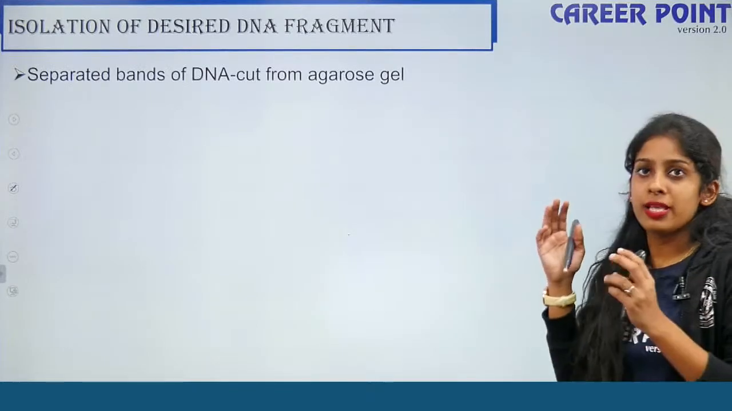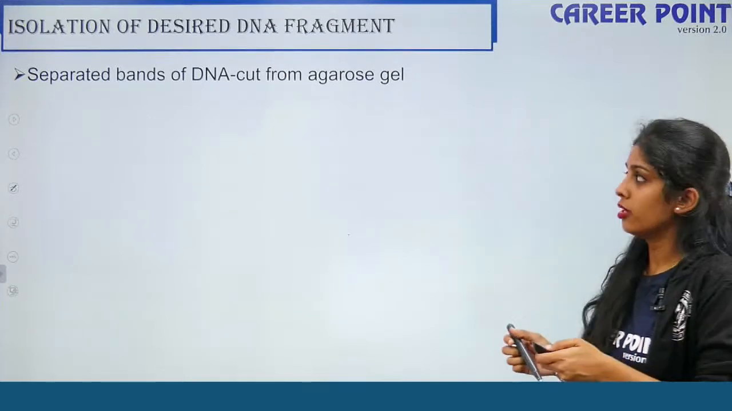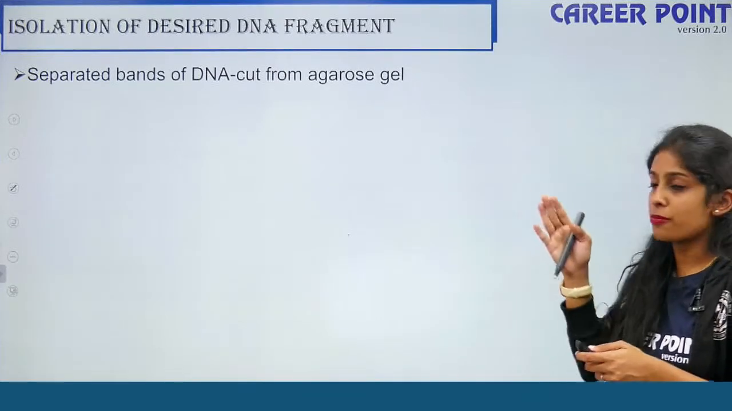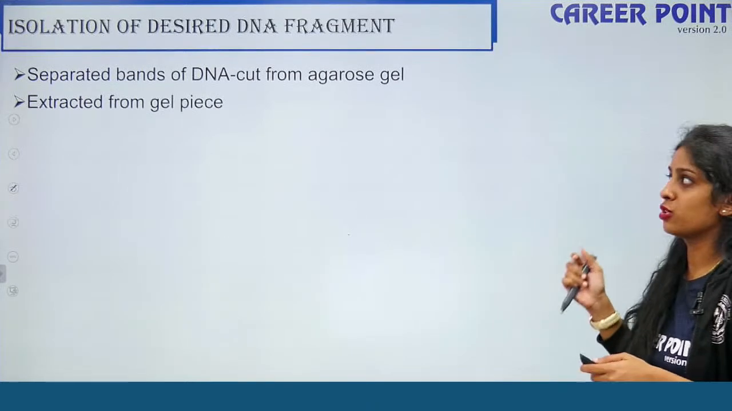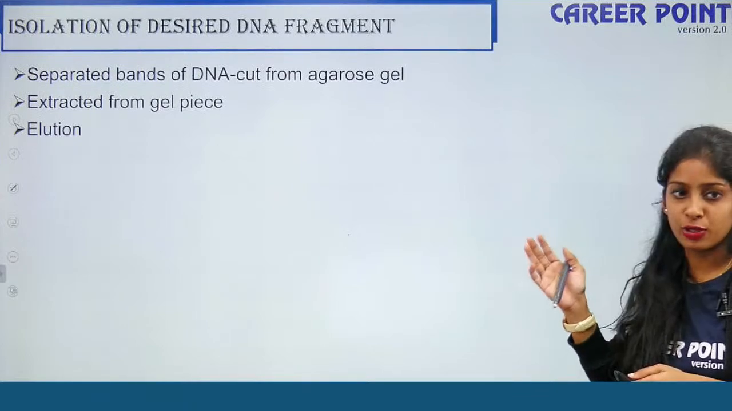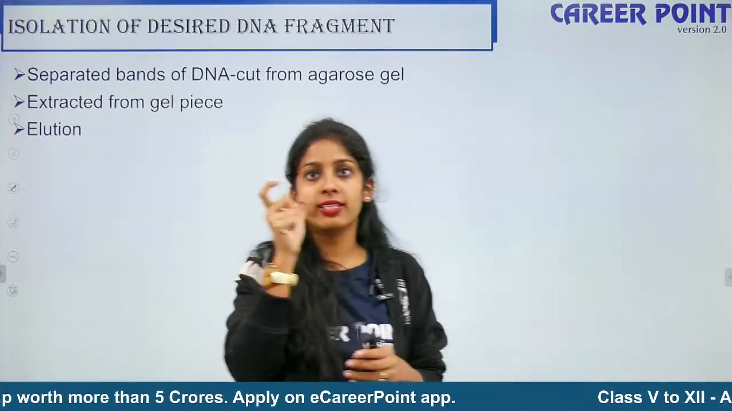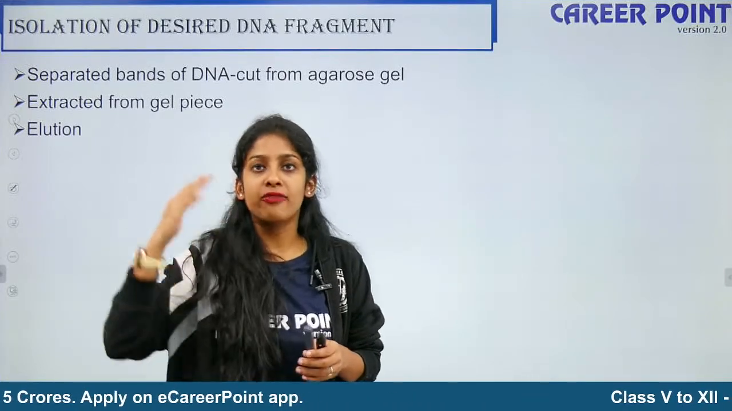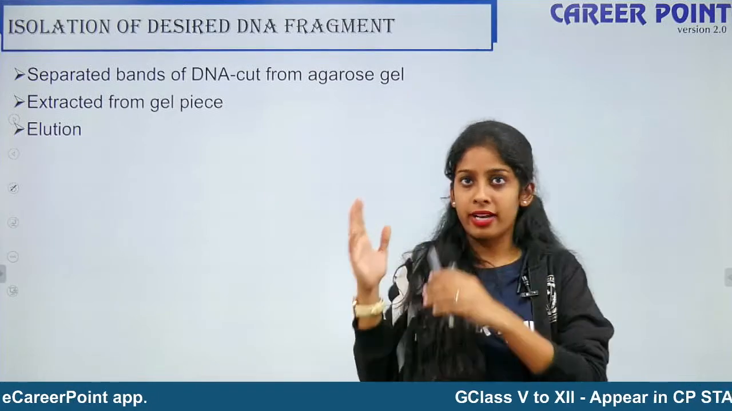The separated bands of DNA are cut from the agarose gel. So you actually cut it, the actual process of cutting, and you extract that DNA from the gel piece. That process is known as elution. So understand, first you have a monkey A. We are going to take the smart gene from monkey A and we are going to put it in monkey B. Alright, monkey B isn't that smart.